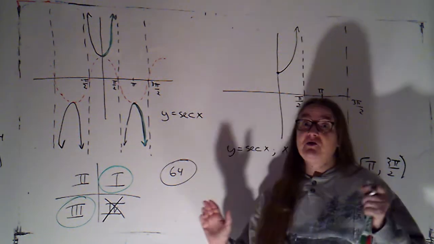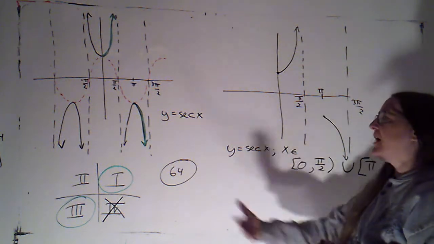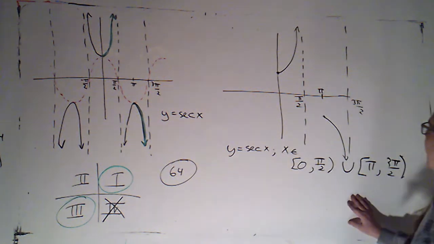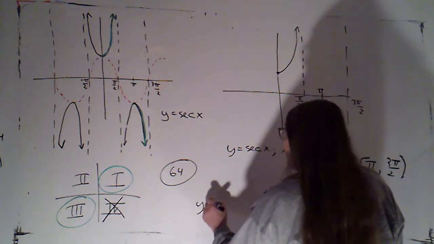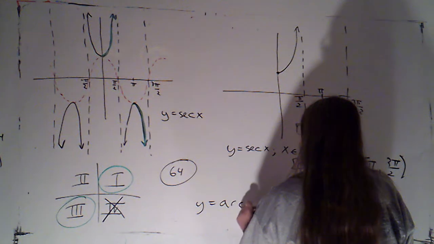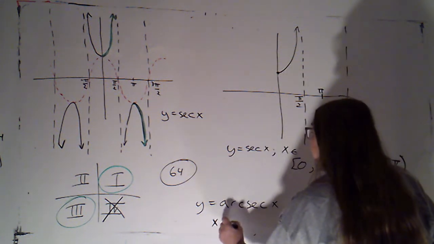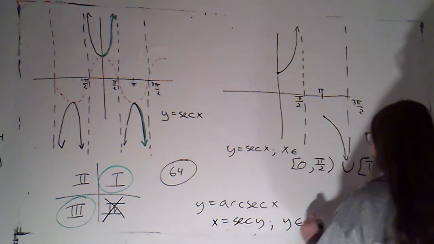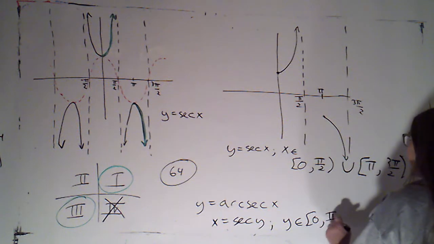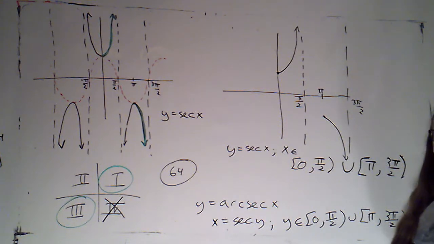Good to know because you don't know which definition you're going to be using as you move on and transfer. Okay, so if I invert this, the definition that our book uses is that y equals arcsecant of x is the inverse of this. So that means that x is equal to secant of y, and y is in the interval from 0 to pi over 2, union pi to 3 pi over 2.